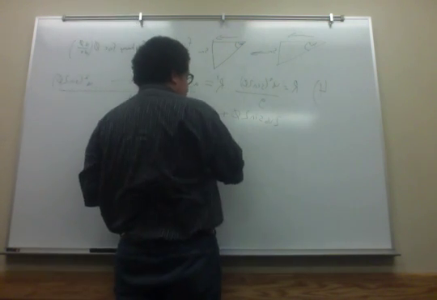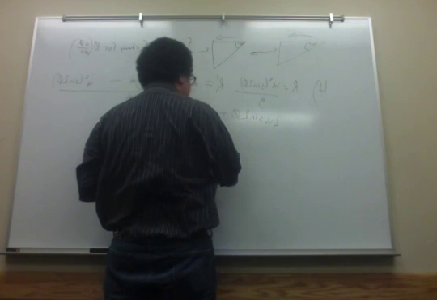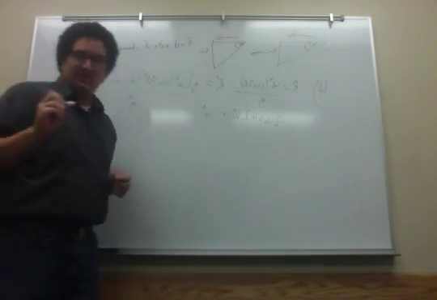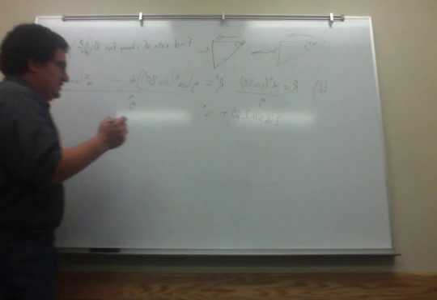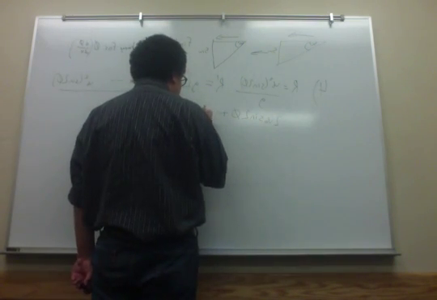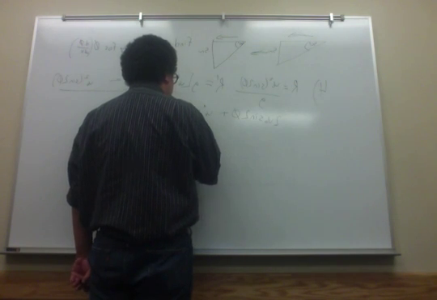Plus v0 squared times the derivative of sine, which is cosine. Is it positive or negative? Do you remember? The derivative of sine is cosine. Okay, it's positive. I always have the hardest trouble with that. Cosine of 2 theta.